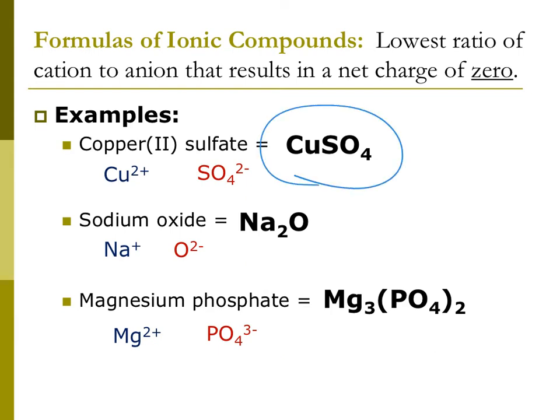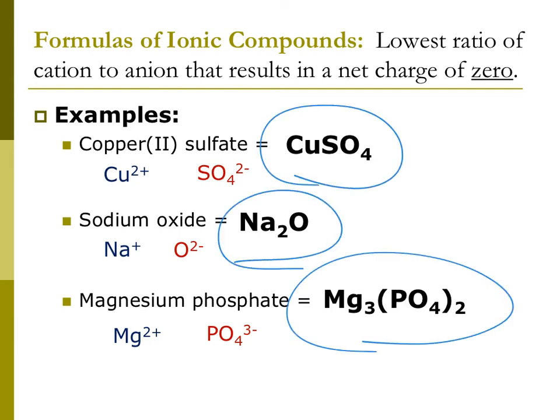Notice that in the end, the final molecules do not have charges. It can't be a compound if it's still charged. If it still has a charge, it's a polyatomic ion. The compounds are neutral.